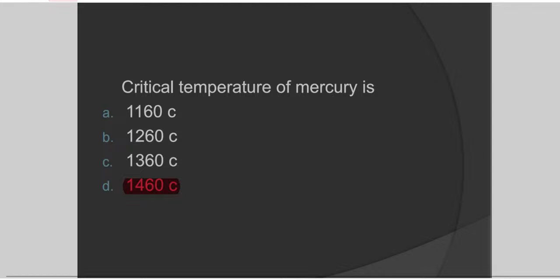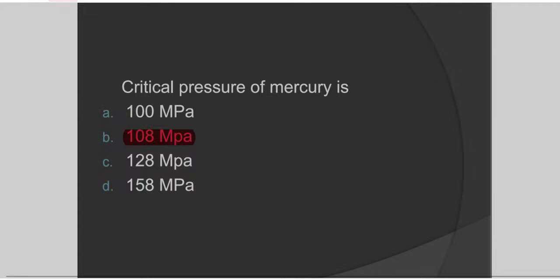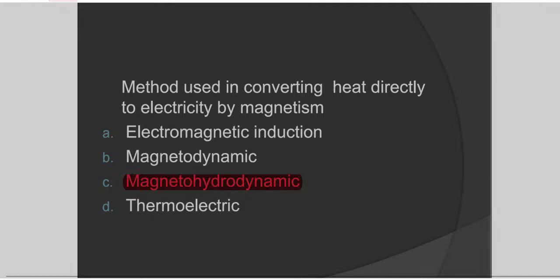A. 1160°C B. 1260°C C. 1360°C D. 1460°C. Critical pressure of mercury is A. 100 MPa B. 108 MPa C. 128 MPa D. 158 MPa. Method used in converting heat directly to electricity by magnetism.